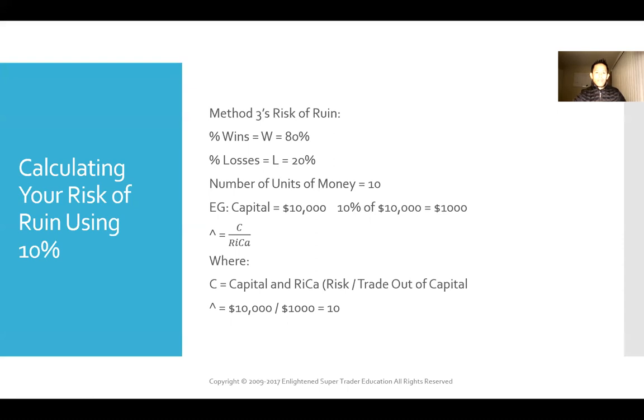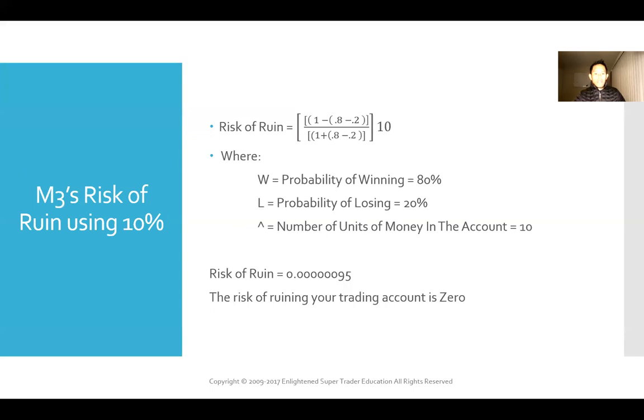So let's go through and look at the formula right here. 1 minus 0.8, which is 80%, the winning probability, and 0.2, the losing probability of 20%, divided by 1 plus 0.8 minus 0.2. In this particular case, it's 0.4 divided by 1.6, to the exponent of 10. Then the risk of ruin is 0.0000095. If you round that off, then the risk of ruining your trading account is 0 based on 10% risk.